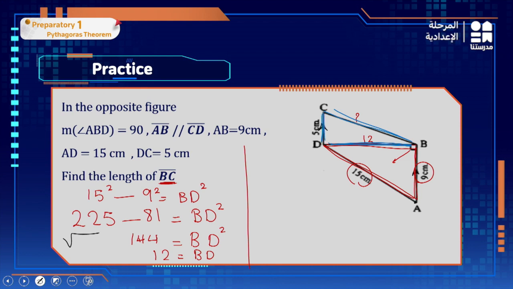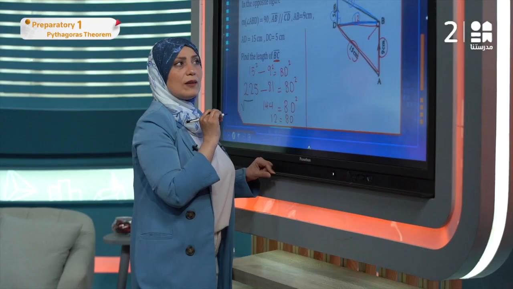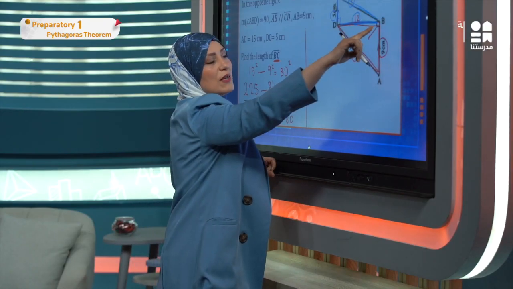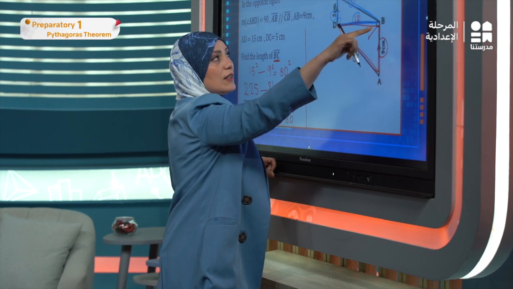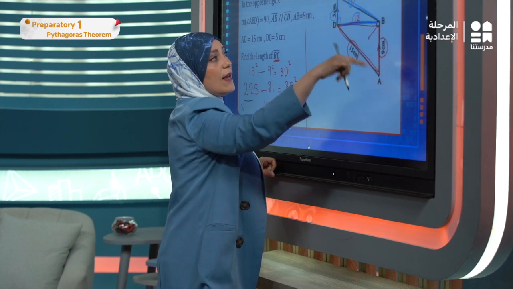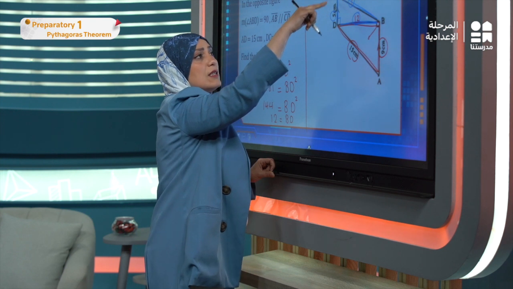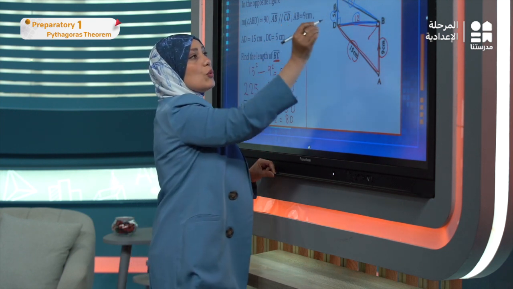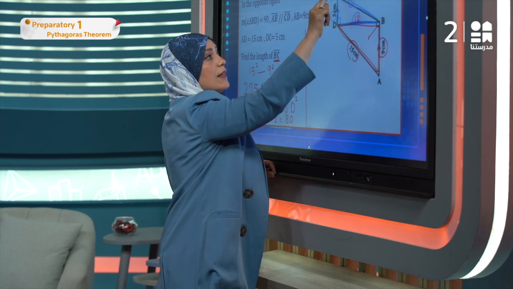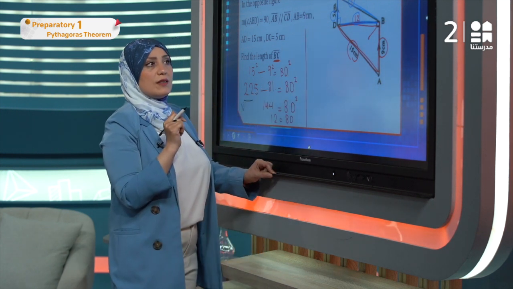How can we find it? I know two sides. The first one, 12. The second one, 5. And the hypotenuse, we don't know it. And how do we know this one is a right triangle? Because of the angle B. Okay, B is 90. And BA and CD are parallel. So the angle BDC is equal to 90 degrees.